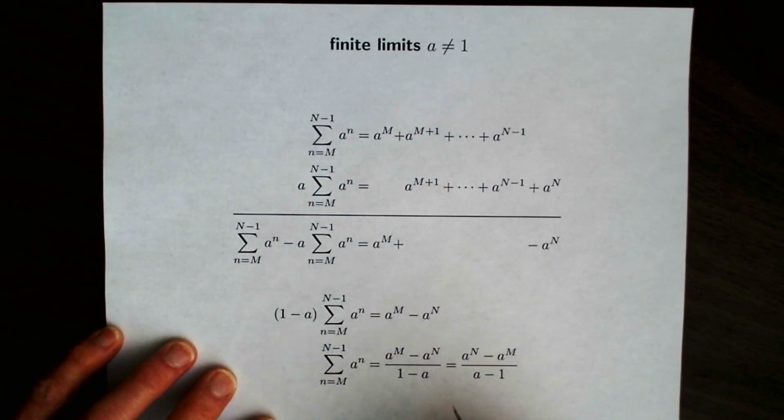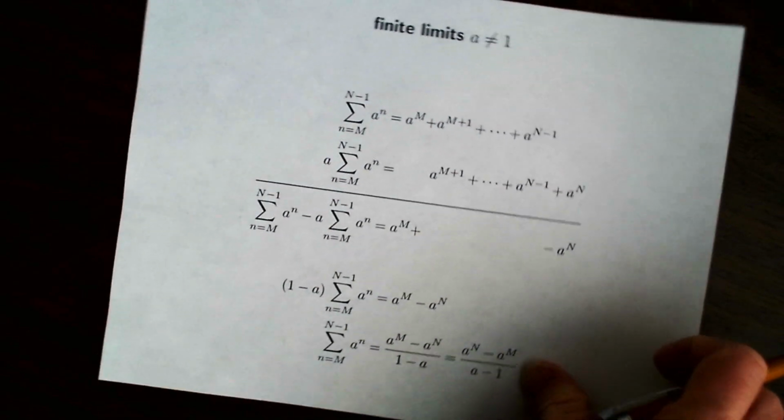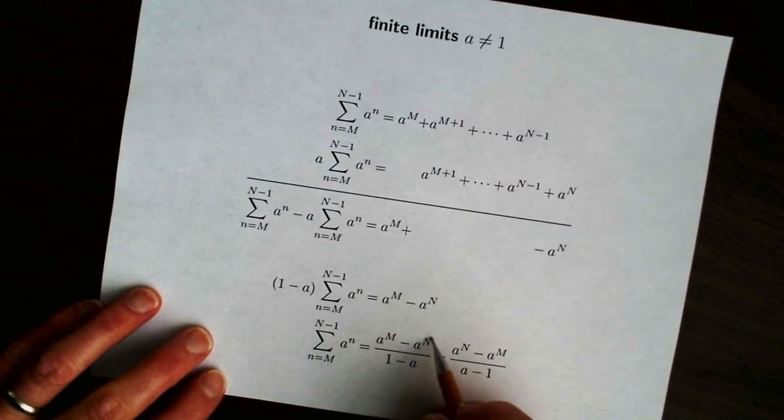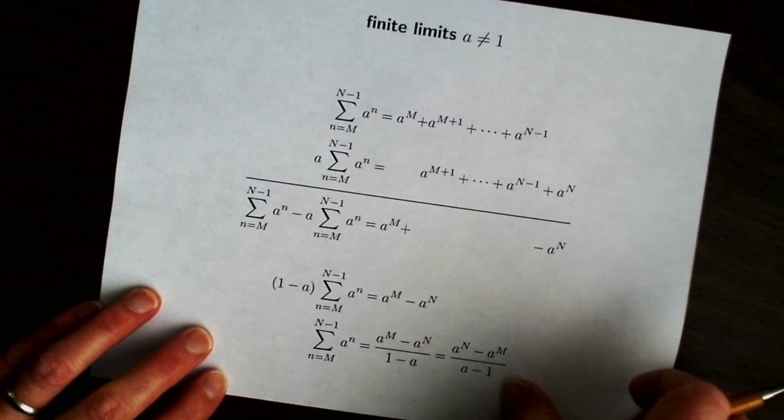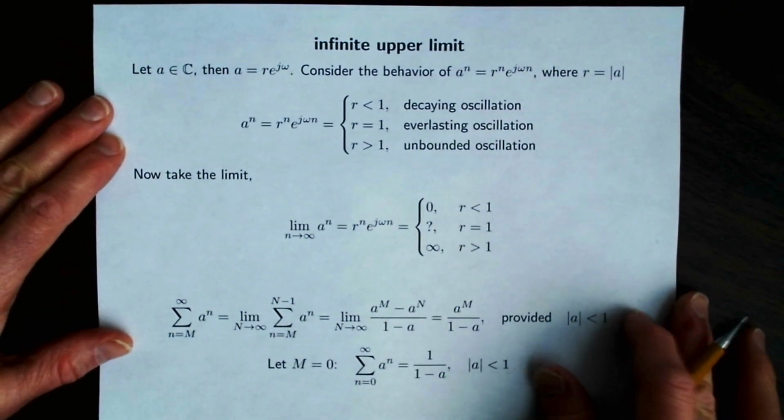Now what we can do next is think about letting, say, the upper limit go off to infinity. When we do that, we have to think about what could possibly happen to this term here, A raised to the n, as n goes to infinity. And there's a couple of things to consider.